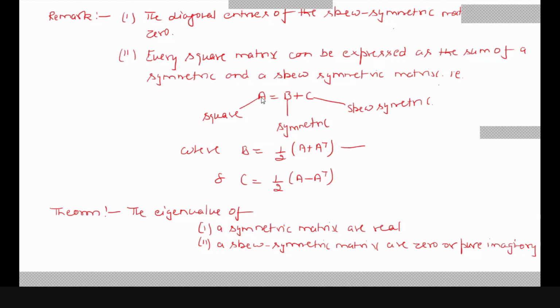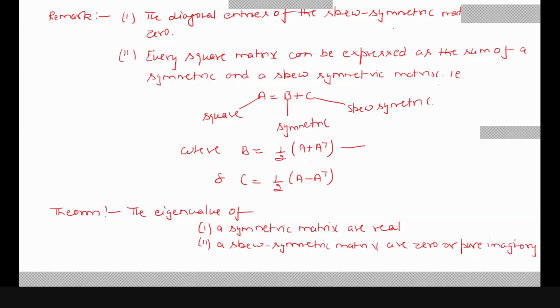So suppose A is a real square matrix. We can rewrite it as A = B + C, where B is a symmetric matrix and C is a skew symmetric matrix. Got it? Now B is equal to 1/2 (A + A transpose). If you calculate the transpose of B, you will get B itself. That means B is a symmetric matrix here.